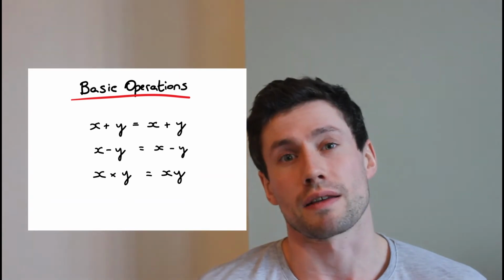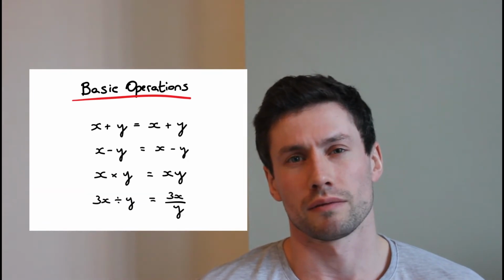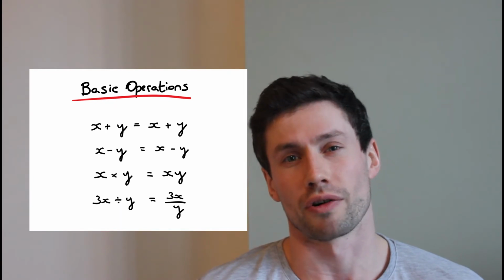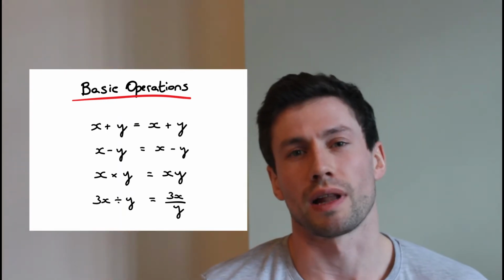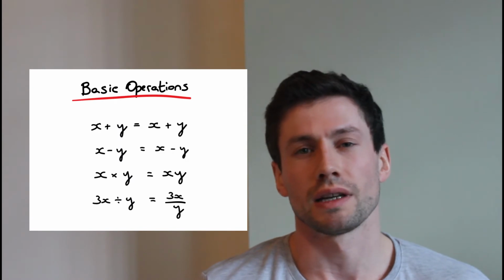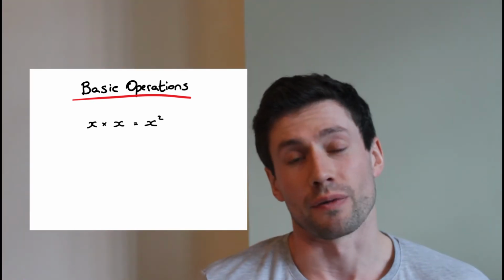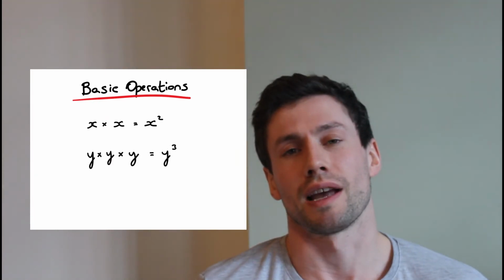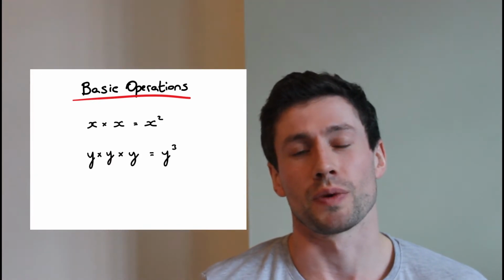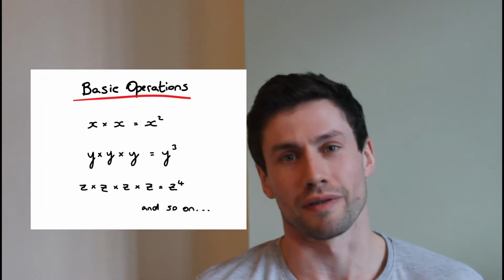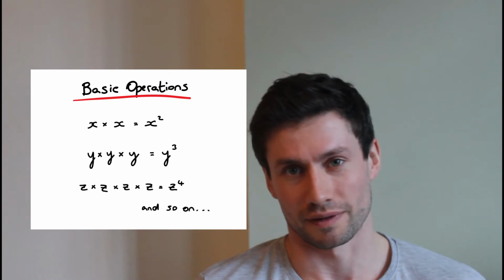If we had something like 3x dividing by y, we write this as a fraction with 3x on the top and y on the bottom of the fraction. When we multiply two letters that are the same, like x times x, we simply write this as x squared. If we were to multiply three letters that are the same, like y times y times y, we would write this as y cubed. This obviously continues for any number of letters that are multiplying by themselves.